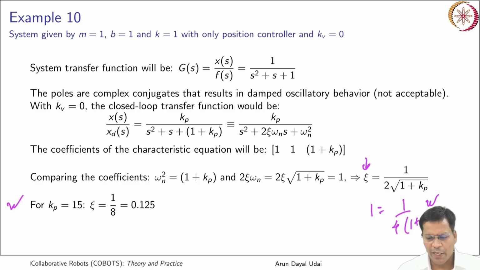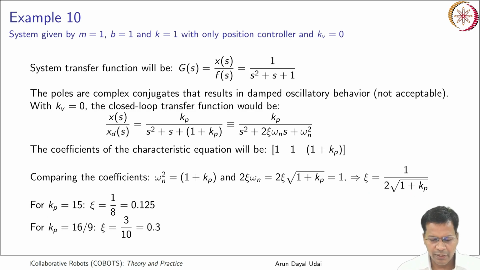So let me just take some values. Conveniently I have taken kp as 15 over here so that I can take the root of this. The square root of 1 plus 15 is root 16, so it is 4. So 4 comes here, 2 times 4 is 8, so damping coefficient comes out to be 1 by 8, so it is 0.125. Again for another value, for the same reason I have taken kp as 16 by 9. In that case I get damping coefficient as 3 by 10. This is a little higher value. Let me just see how it behaves now.